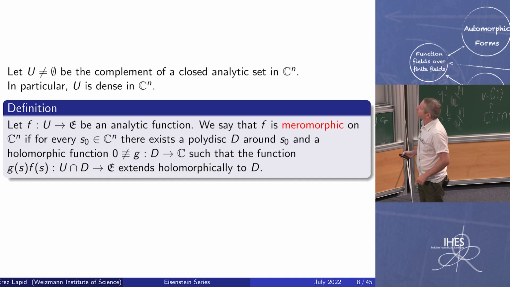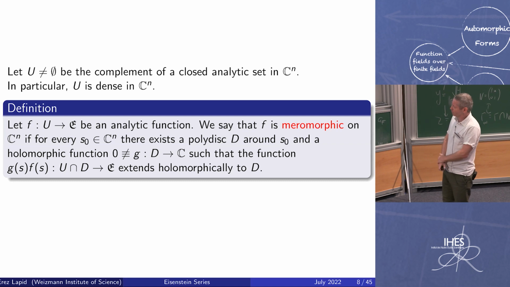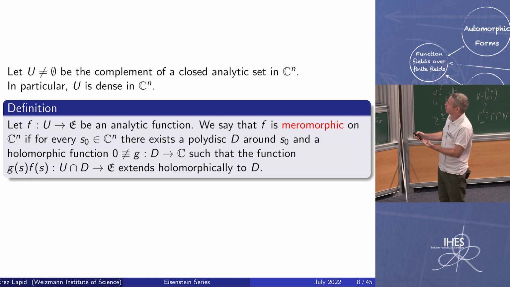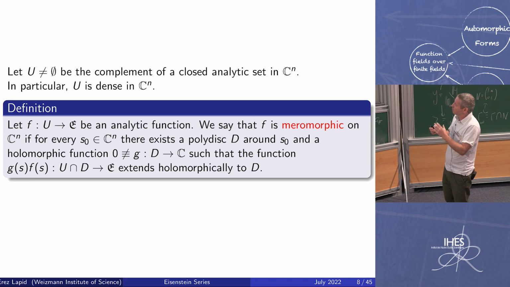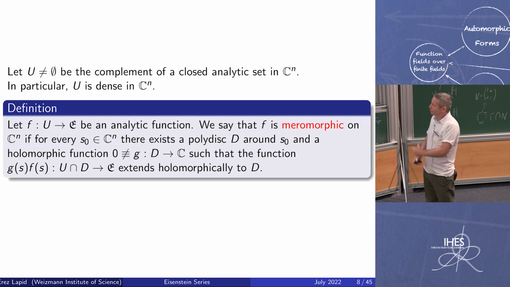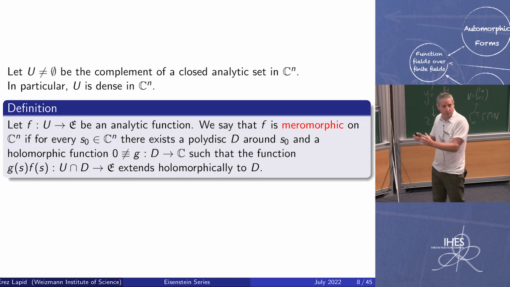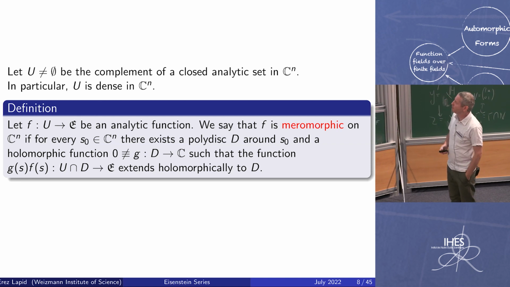Okay, and of course, once you have analytic functions, you can speak about meromorphic functions. This just means that after you multiply by a scalar function, it becomes analytic. So typically, you start with a complement of a closed analytic set, let's say in C^n, and you want to extend it, so it means that around every point, you can find an analytic scalar function that after you multiply, it extends to this neighborhood. Okay, so that's the notion of meromorphic function in a topological vector space.